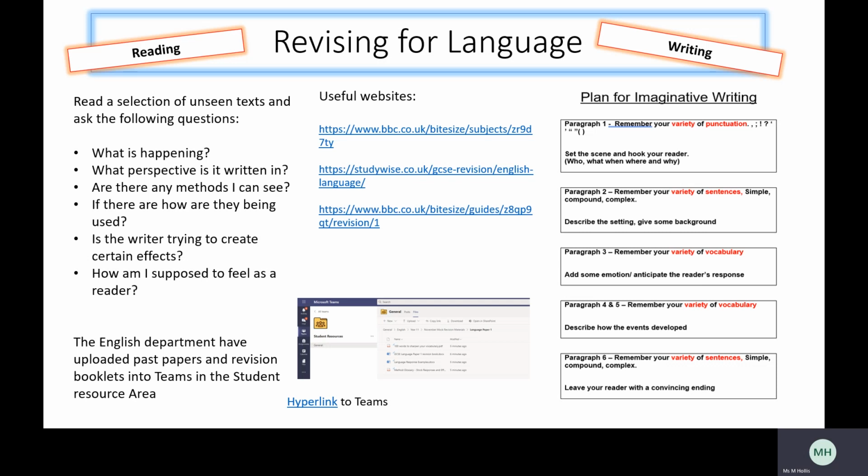Some useful websites students can refer to, obviously BBC Bitesize. There's also a good website called Studywise, and there's also revision guides on Teams on the student resources.